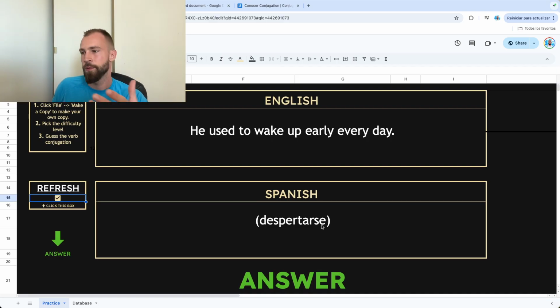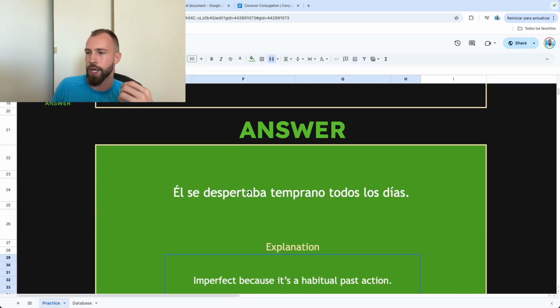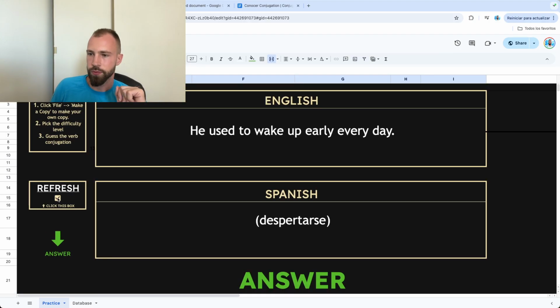But they're going to have this reflexive pronoun in the infinitive. So it's se. When you conjugate it, depending on who it is, if it's yo, it would be yo, me, and then the verb conjugated for yo. If it was tú, it would be tú, te. If it was él or ella, it would be él se. In this case, it's él se despertaba. It's the imperfect because it's a habitual past action. He used to wake up early every day. Él se despertaba temprano todos los días. So reflexive verbs, that's a whole other concept, so I won't go into that.